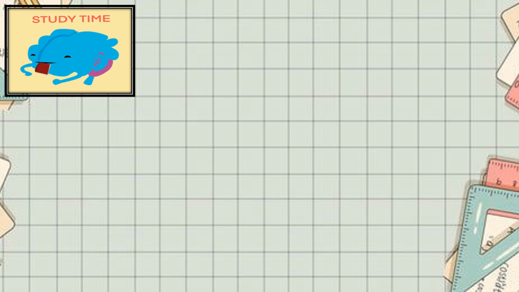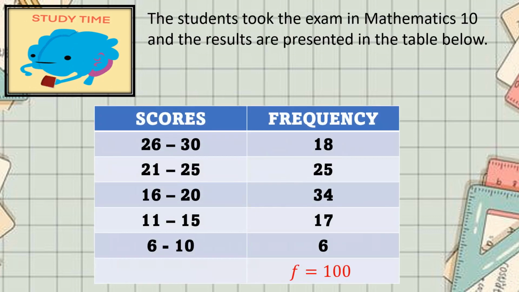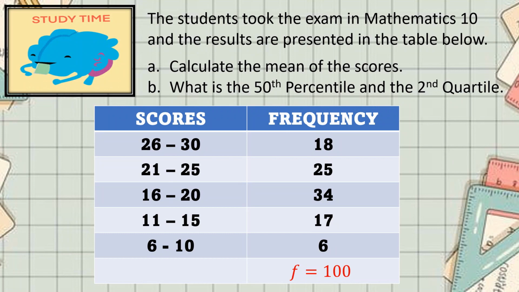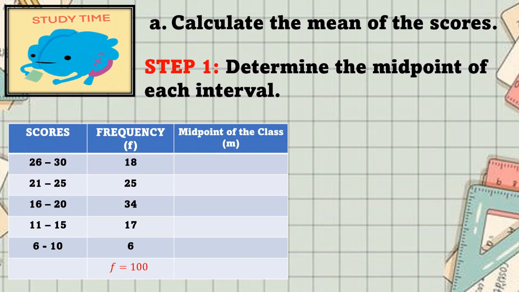Now let's have an example. The students took the exam in Mathematics 10 and the results are presented in the table below. First, let's calculate the mean of the scores and identify the 50th percentile and the second quartile. Now let's calculate the mean of the score. Step 1. Determine the midpoint of each interval.